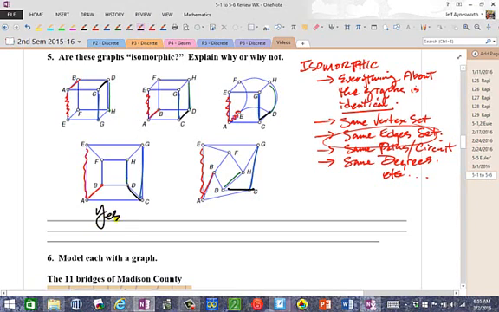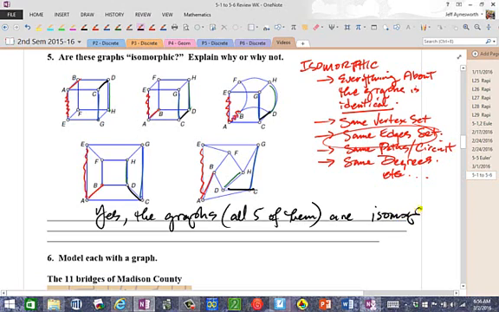The graphs, okay, all 5 of them, are isomorphic. All right, because they have the same edge sets. All right, and that's what you got to know.